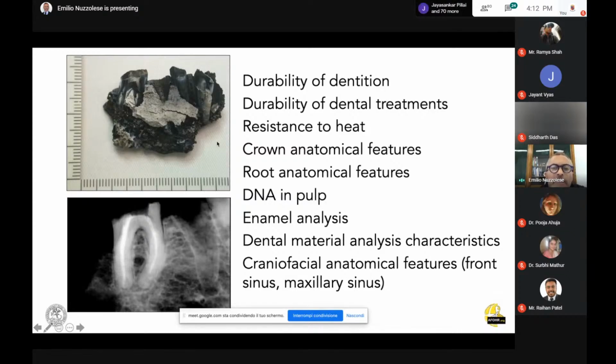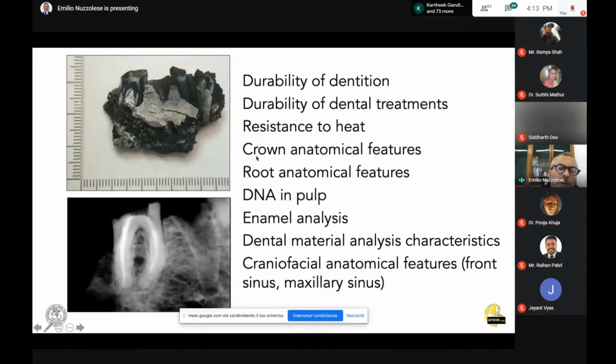Dental materials, dentition, and dental treatments have the characteristic of being tremendously resistant to chemicals, to heat, and to time. And for these reasons, all these identifying features can be used for the human identification process.